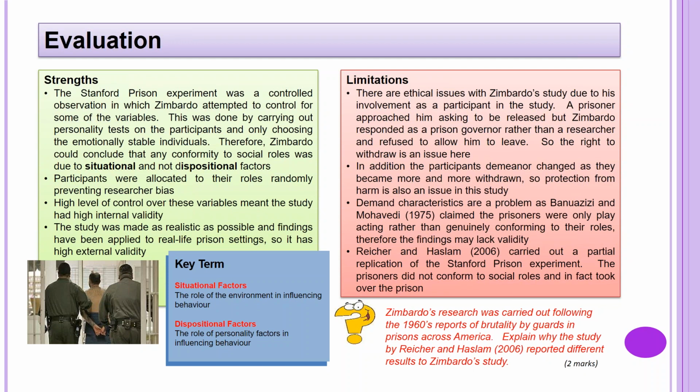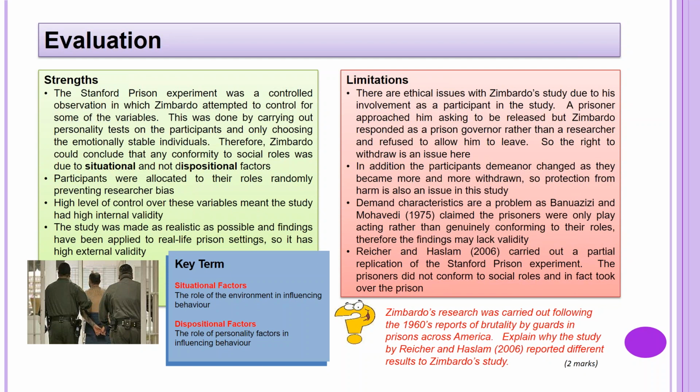Demand characteristics are a problem, as Banuazizi and Movahedi in 1975 claimed the prisoners were only play acting rather than genuinely conforming to their roles. Therefore, the findings may lack validity. Reicher and Haslam in 2006 carried out a partial replication of the Stanford prison experiment. The prisoners did not conform to social roles and in fact took over the prison.